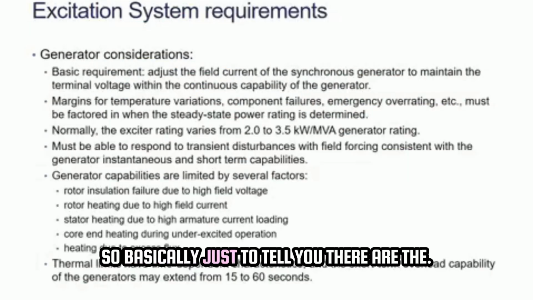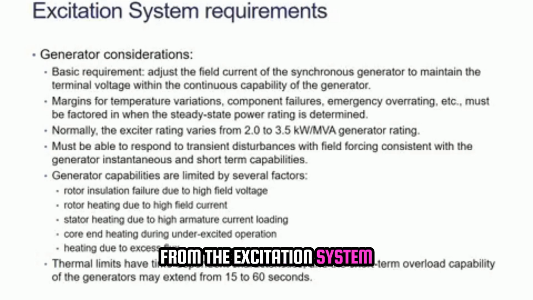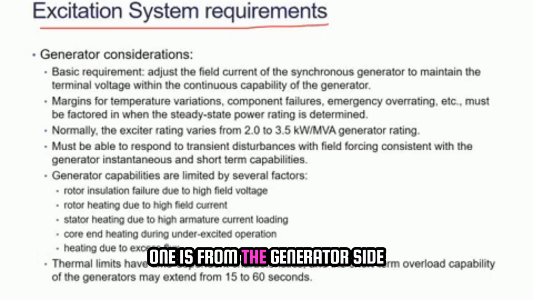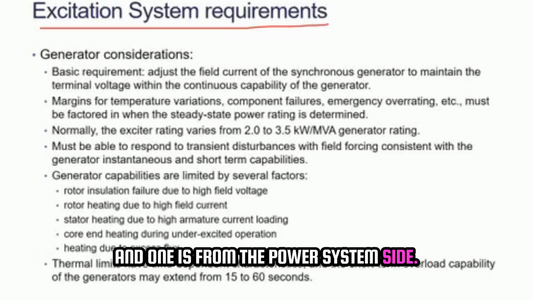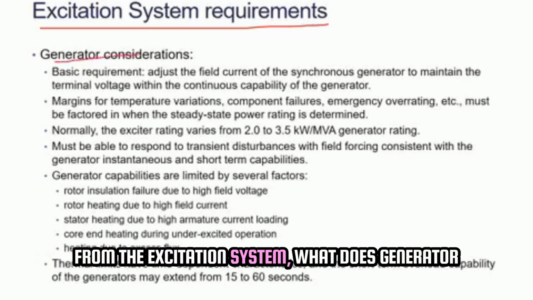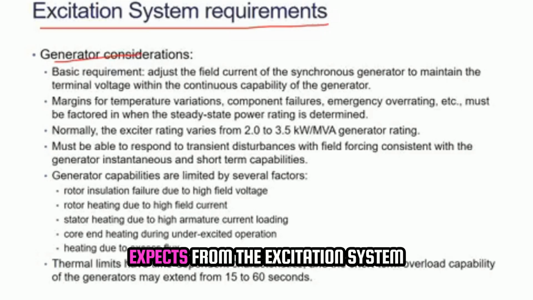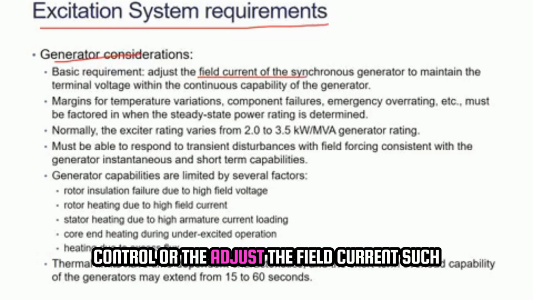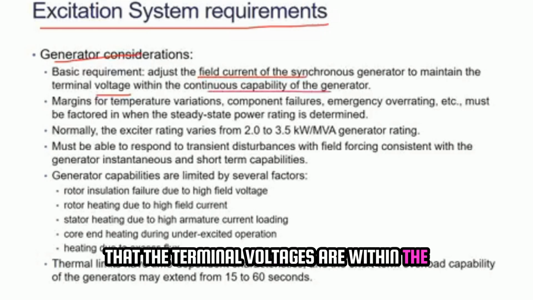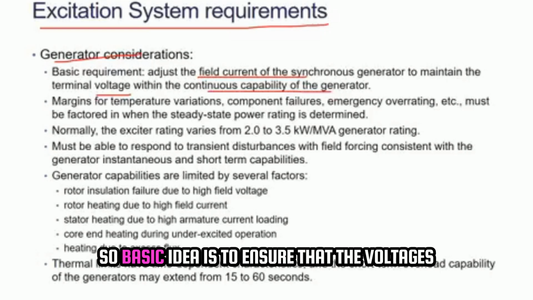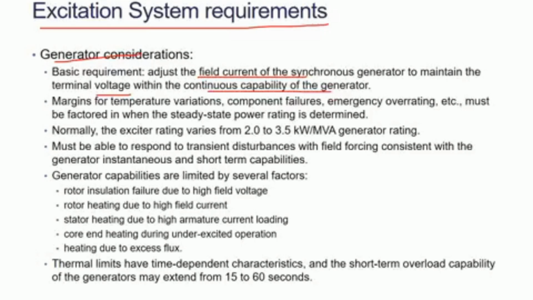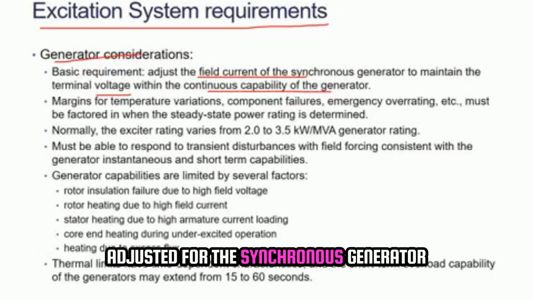Just to tell you, there are two requirements from the excitation system. One is from the generator side and one is from the power system side. Let me quickly tell you what the generator, or the power plant owner, expects from the excitation system. From the generator point of view, the basic requirement is to control or adjust the field current such that the terminal voltage is within the capability range of the generator. So the field current is adjusted for the synchronous generator such that the voltage remains within the capability limit of the generator.